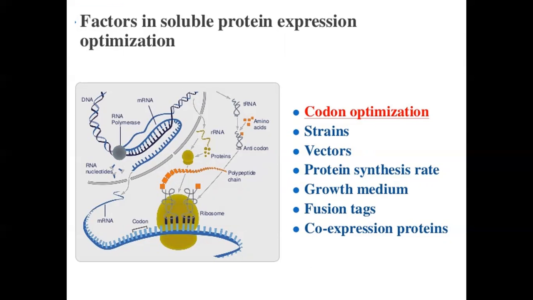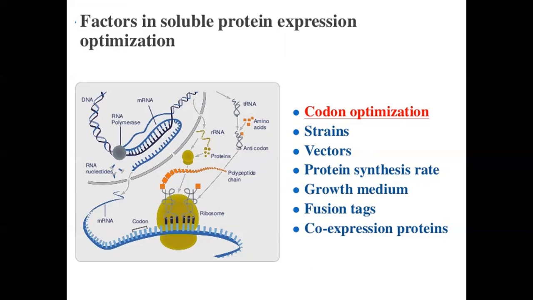And the co-expression of proteins. In many cases, when proteins are expressed in insoluble aggregates or inclusion bodies, maybe they are not properly folded. The cell lacks the capacity, for example, if the cell is overexpressing the protein and the cell machinery cannot handle the excess amount of protein.